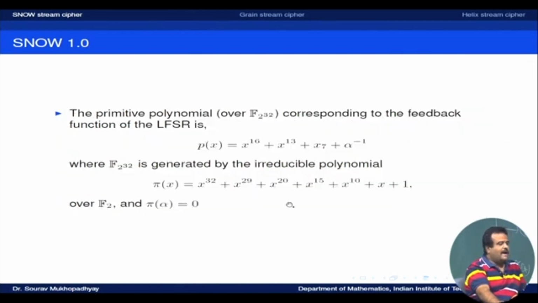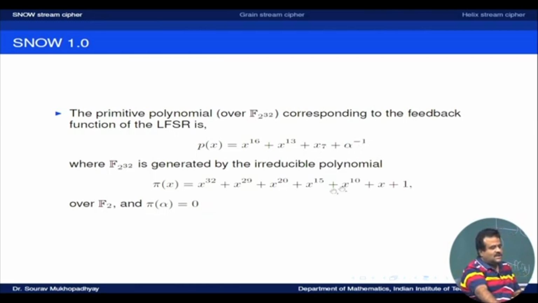Okay. And the LFSR here is based on a primitive polynomial over F2 to the power 32, and this polynomial is of this form. So this is a 16-word LFSR: x^16 plus x^13 plus x^7, there is a mistake here, plus alpha to the power minus 1.